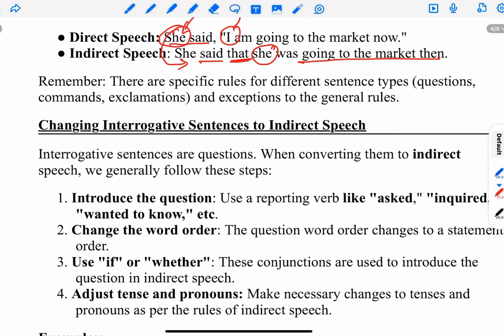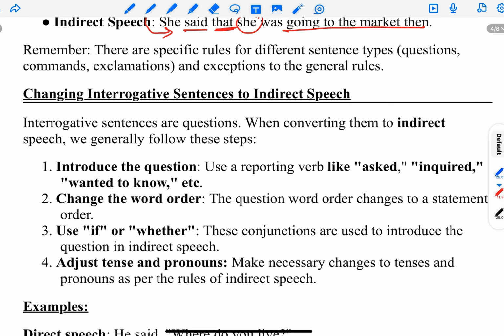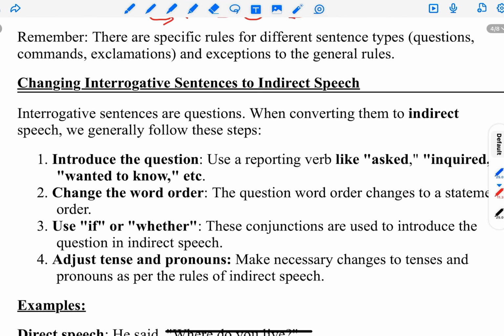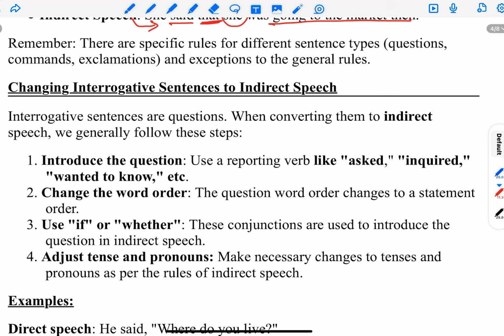Then comes the change of interrogative sentences into indirect speech. This is very, very important. Here we generally commit mistakes. Students get confused in changing an interrogative sentence into indirect speech. So here are some of the points you need to remember whenever you change an interrogative sentence into indirect speech.